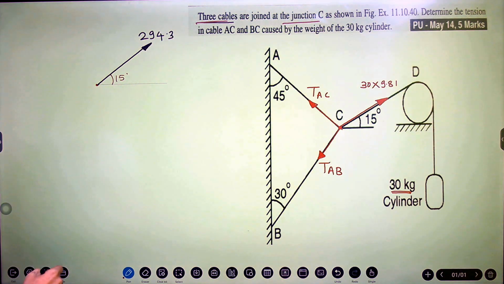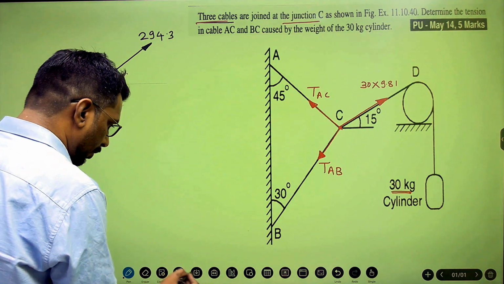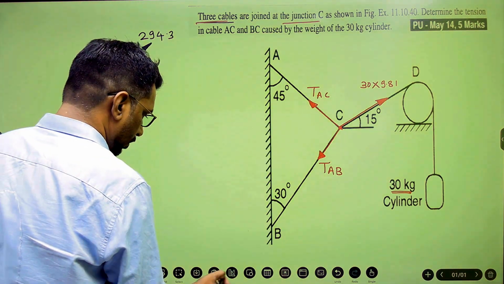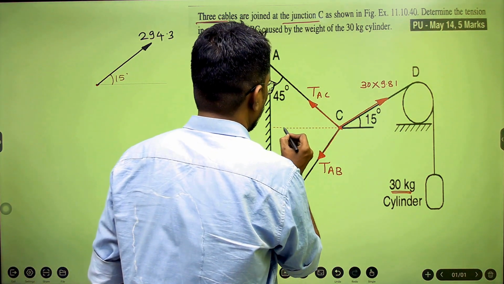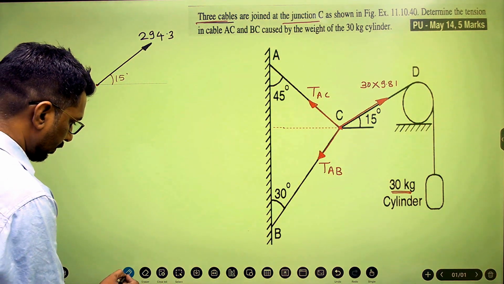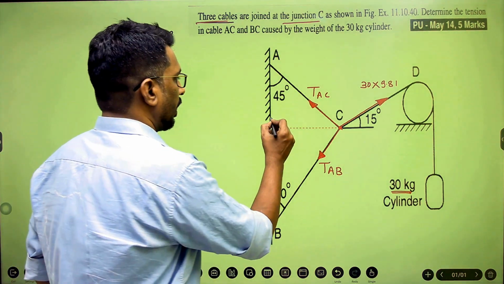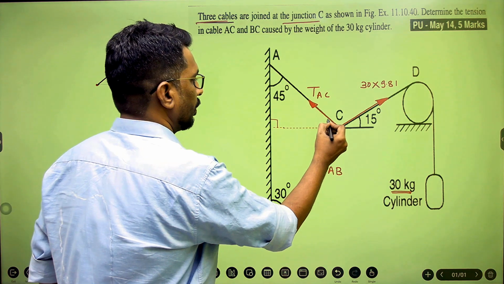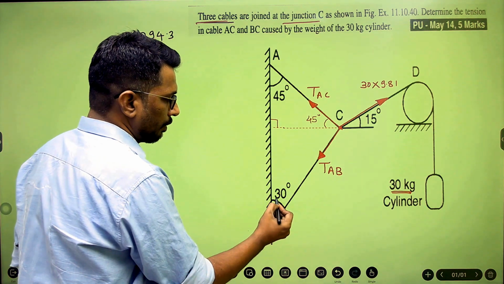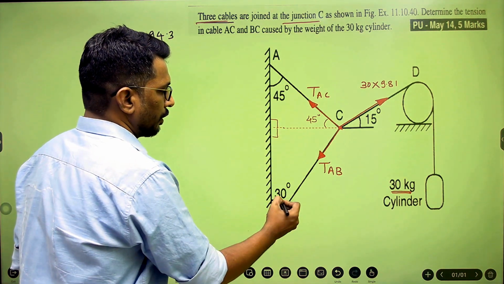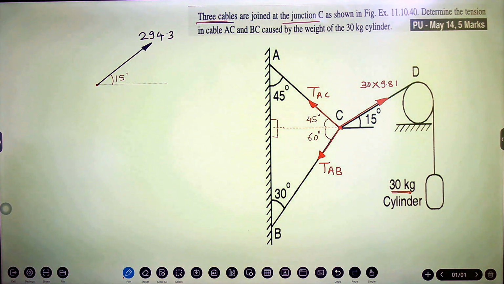It is making 15 degrees with the horizontal. Now I'll go for the next force, that is TAC, but if I draw a horizontal line over here, then this angle is 90 degrees. So of course 90, 45, so this becomes 45 degrees. Similarly, if I consider this triangle, this makes 30 degrees. Of course this is 90 degrees, so 30, 90, so it must be 60 degrees. So the same thing, I'll show it over here.